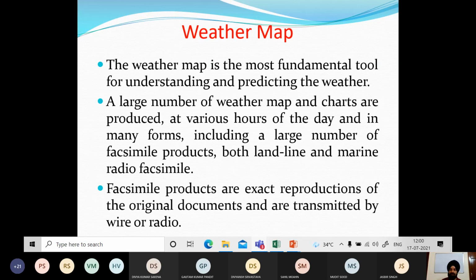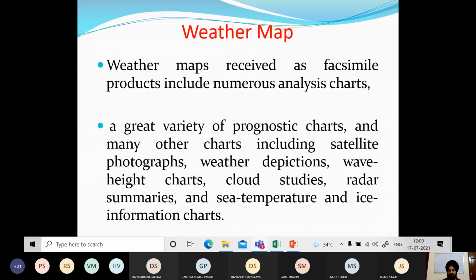So facsimile products are exact reproductions of the original documents and are transmitted by radio. Weather maps received as facsimile products include numerous analysis charts, a great variety of prognostic charts and many other charts including satellite photographs, weather depictions, wave height charts, cloud studies. Nowadays these wave height charts are very common. They are very helpful, especially if you are working on these container ships. You are carrying 7-8 high containers on deck. It is the wave height which basically travels the ship.